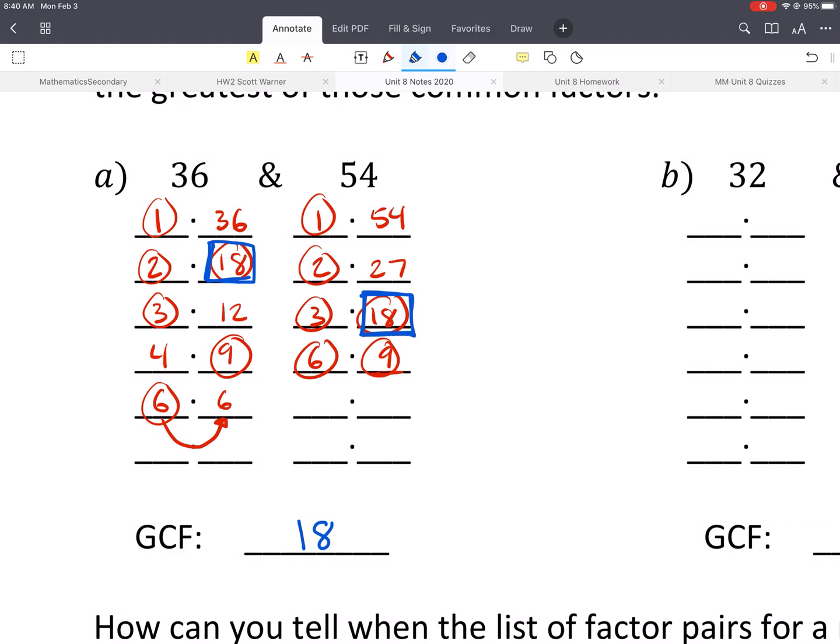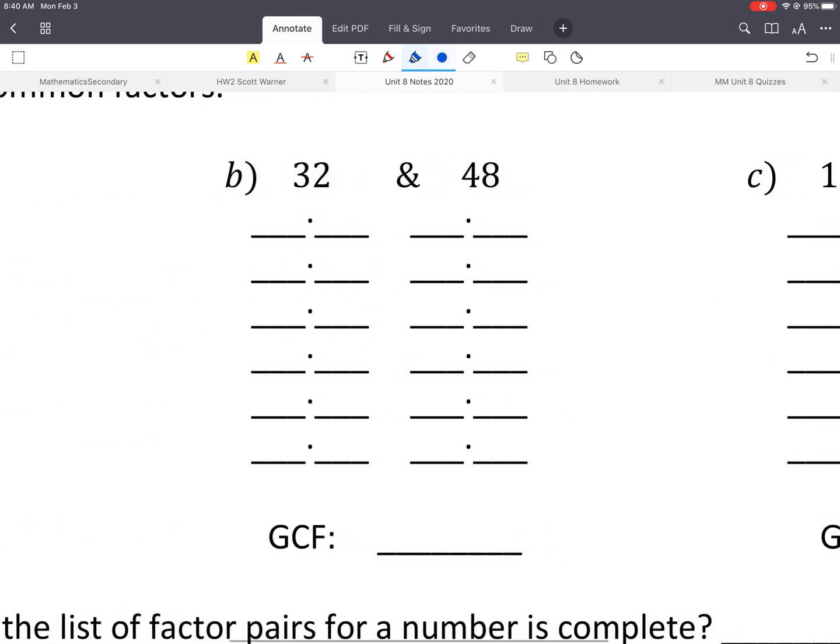All right, let's do another example, or you can pause and give this a try. So 32, you could do 1 and 32, 2 and 16. 3 doesn't go in. 4 goes in. 4 times 8. 6 doesn't go in. 7 doesn't go in. And then we're back to 8. So there we found all of the factors. I'll do it with 48 as well. So 1 and 48. 2 and 24.